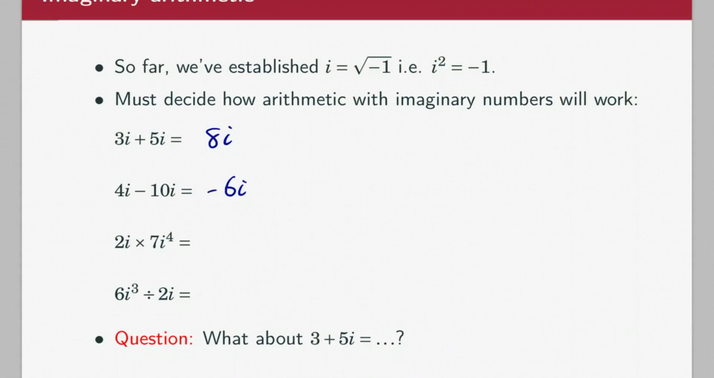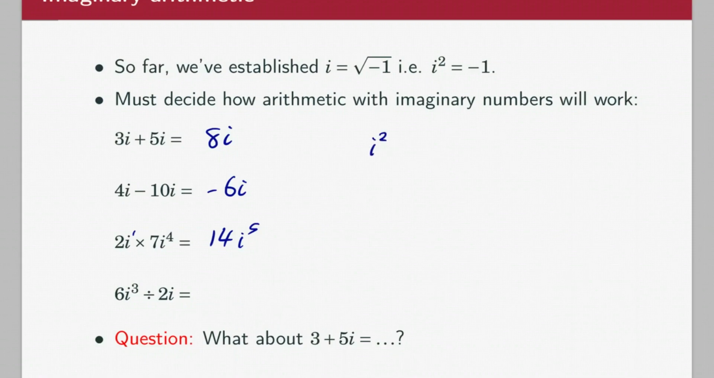Okay, 2i times 7i to the 4. Well, we know 2 times 7 is 14. Now you've got i times i to the 4, so you can think of the first one as i to the power of 1. I'm multiplying two things with the same base, so I add their powers. So I get i to the power of 5. Now the thing to keep in mind is that i is the square root of negative 1, or more precisely, i squared is equal to negative 1. So I can simplify down this i to the power of 5.